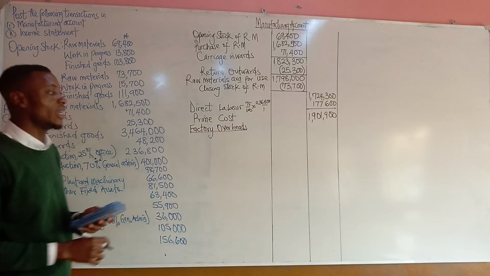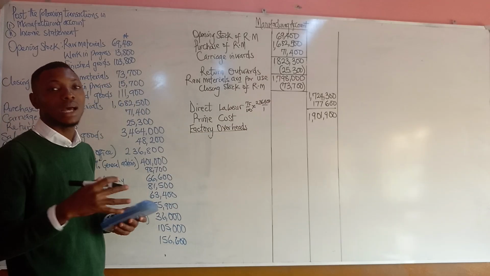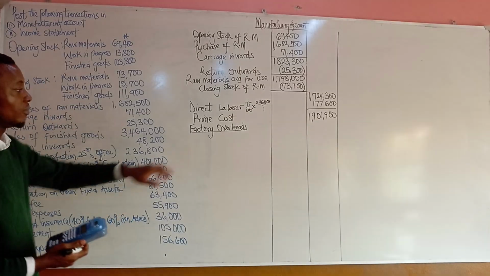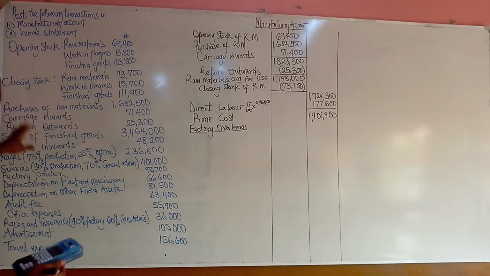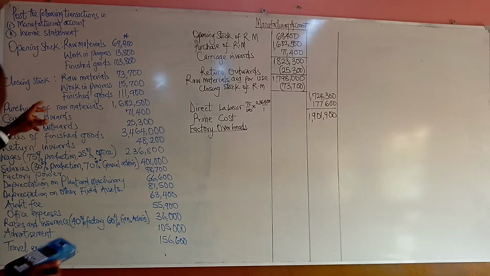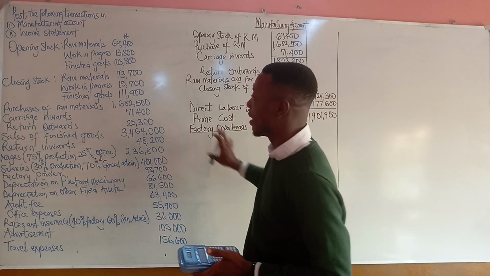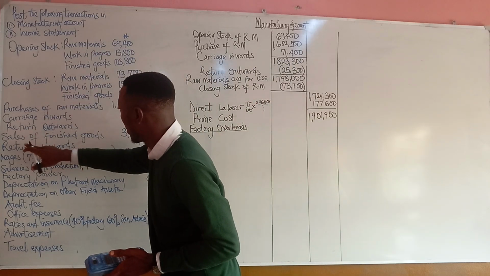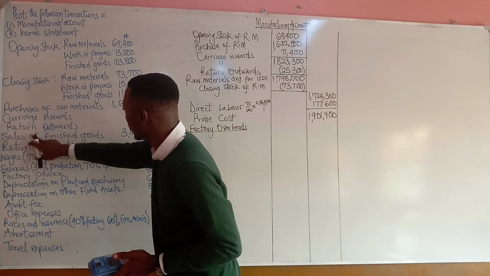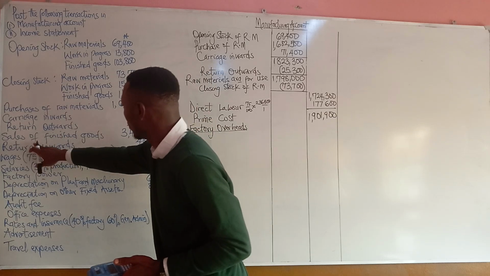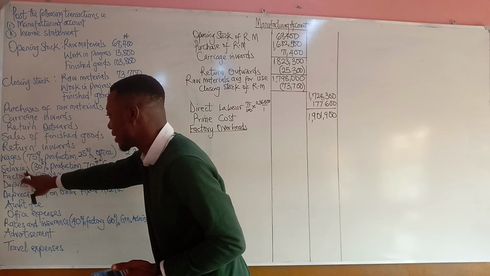Now, factory overhead has to do with what? The expenses that were incurred in the factory. Anything that has to do with expenses in manufacturing will go into this factory overhead. Now, we'll come down. I have purchase return, sales return. Okay, I have salaries.